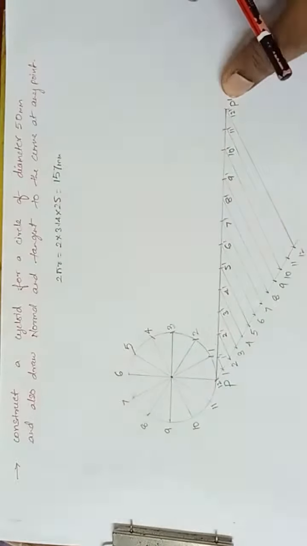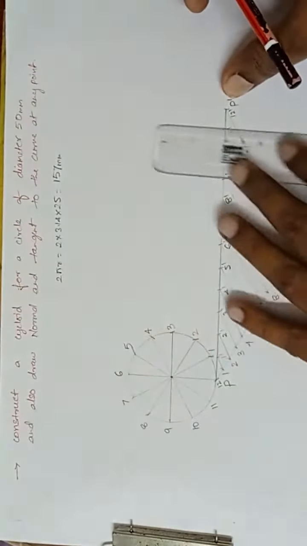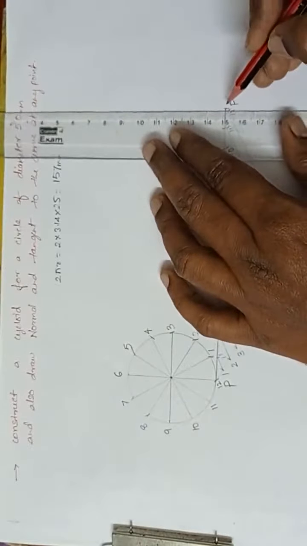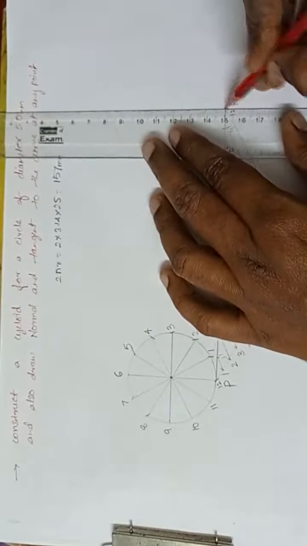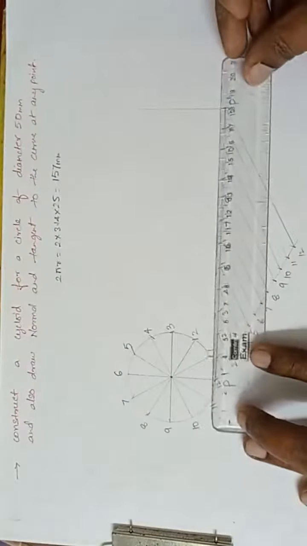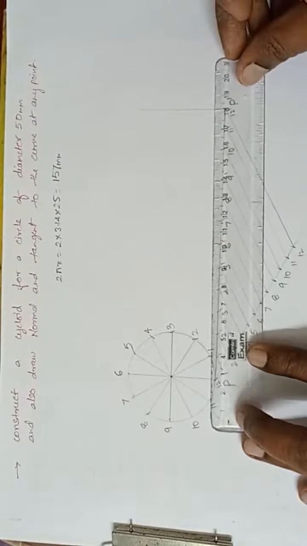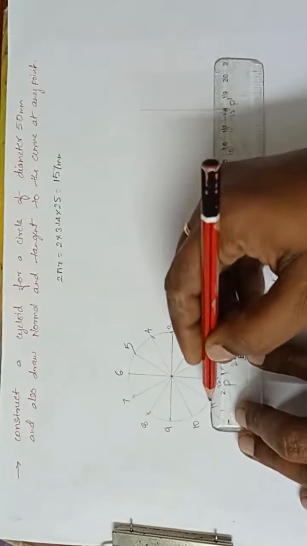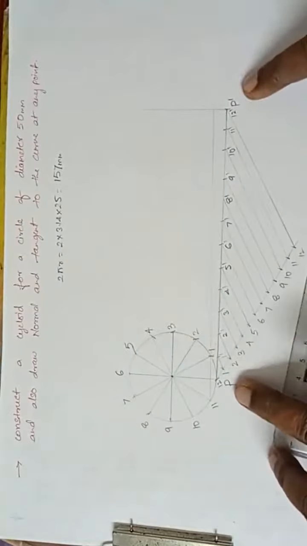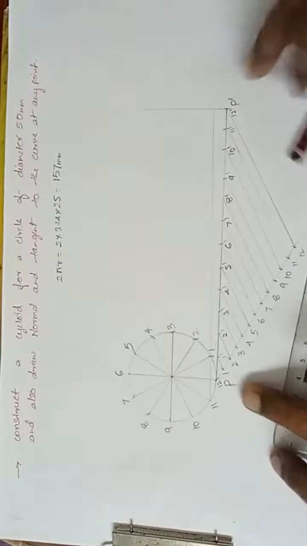Yes, now next what I am doing is from 12 dash, I will draw a line of diameter how much? Same 50 mm, means 5 centimeter line. Next, from 11 and 1, draw a horizontal line. It should be a perfect horizontal line, which means parallel to PP dash.